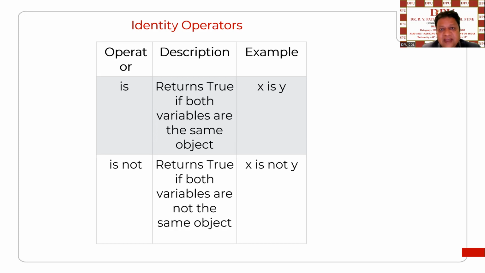If x and y are two different memory variables in terms of their memory locations, say x's memory location is 101 and y's memory location is 102, and I'm using x is not y, I will get true. Yes, x is stored at 101 and y is stored at 102. So in order to find out whether two variables, or two objects, are identical or not, I can use the identity operators: is, and the second one, is not.